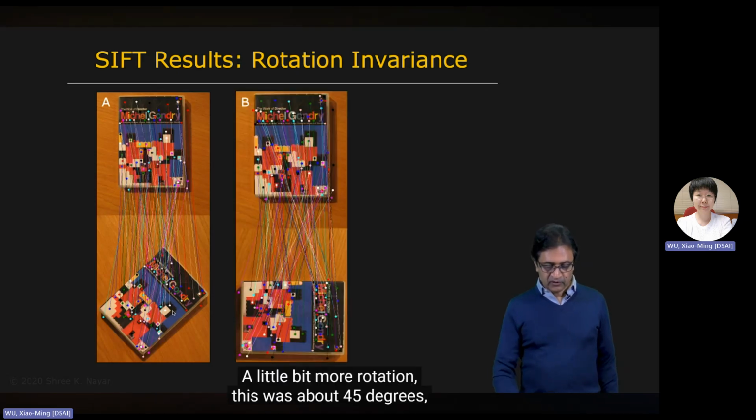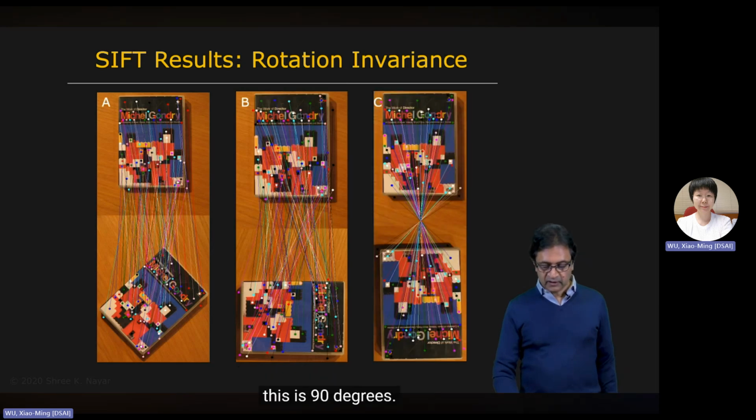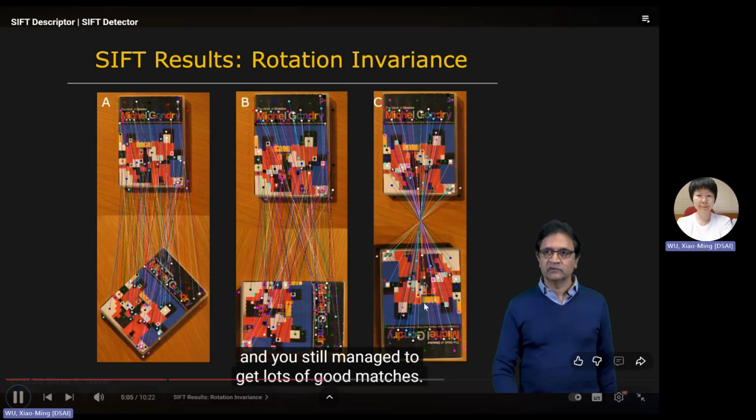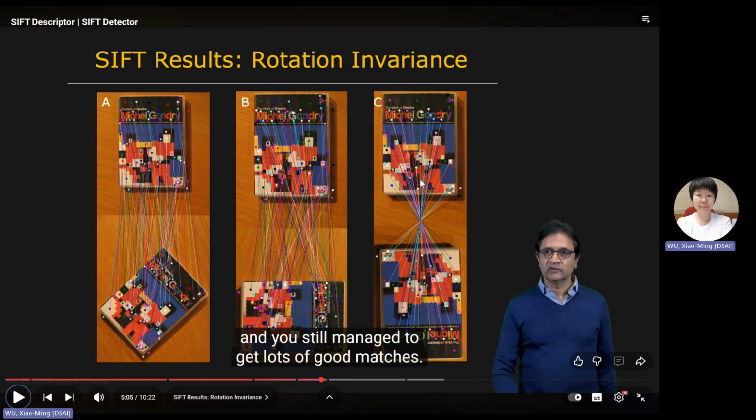A little bit more rotation. This was about 45 degrees. This is 90 degrees. And in this case, it's upside down, and you still manage to get lots of matches. So even in the case of the two books, upside down, it can also successfully establish very good matches.